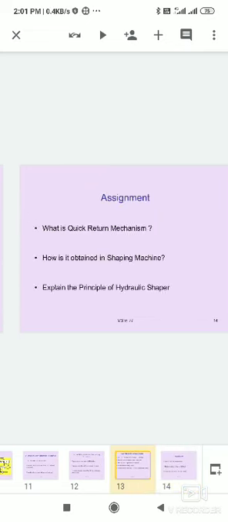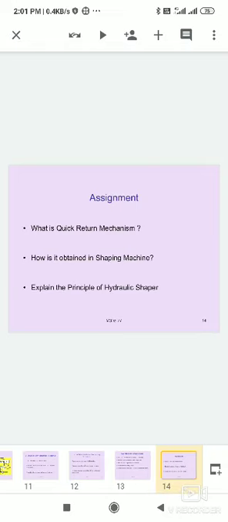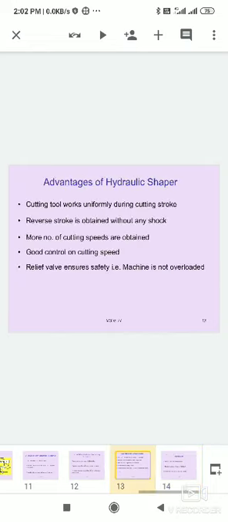Okay. This is the hydraulic system for quick return mechanism, advantages and disadvantages.